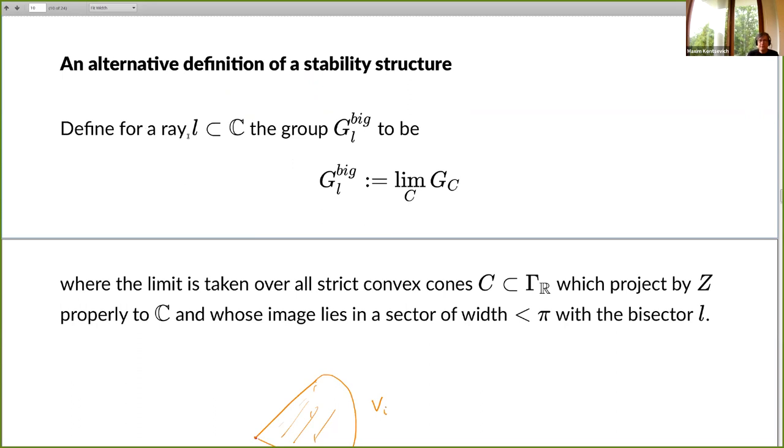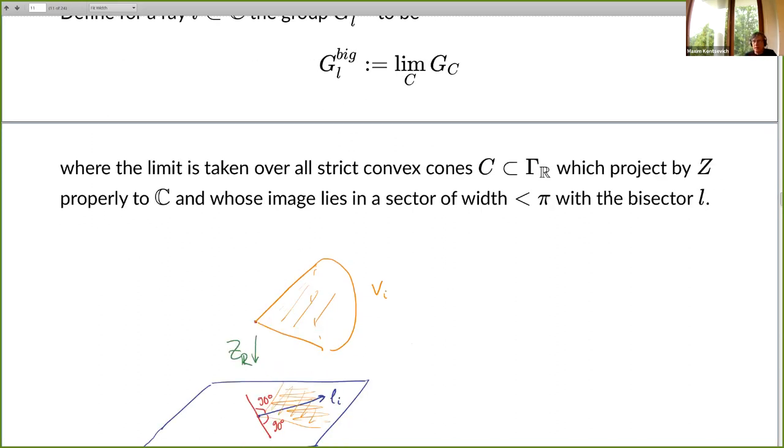Namely, we start with the following definition, which looks a bit strange. If I have a ray l in C, then I define a big group associated to the ray as an inductive limit of groups of pro-nilpotent cones. The cones are of the following type: cones in my real vector space Gamma_R, with the property that they project properly to C, and the image could be very, very big. It could be almost 180 degrees, but should be strictly less than 180 degrees. So it should lie in a sector of width less than pi, and the sector has as its bisector my ray l. So I go to the left and to the right, not exactly 90 degrees, but maybe 85 degrees, and consider a very big cone there. So you get this very, very big group. It's not the group associated to the preimage of the ray, it's something larger.